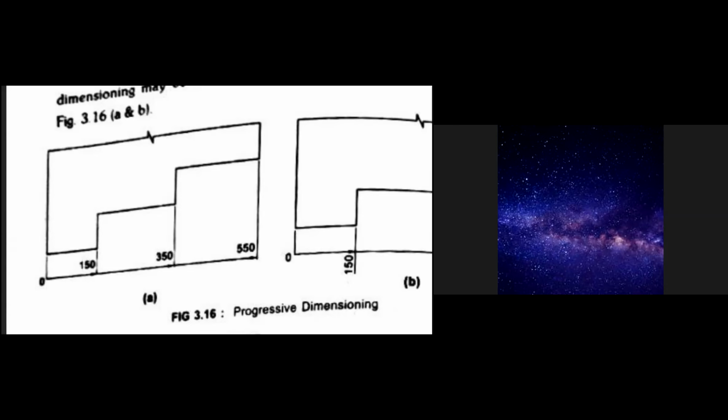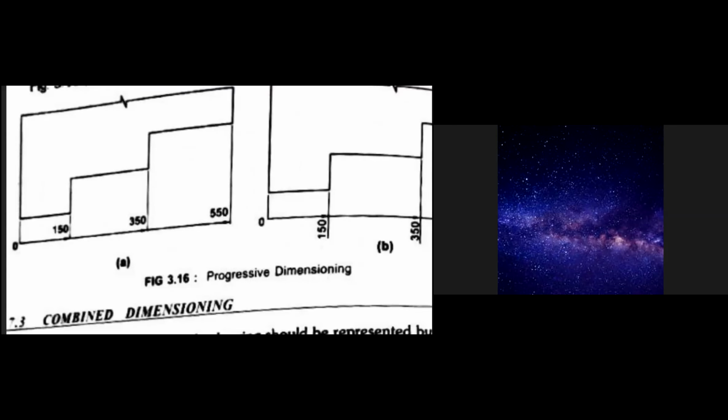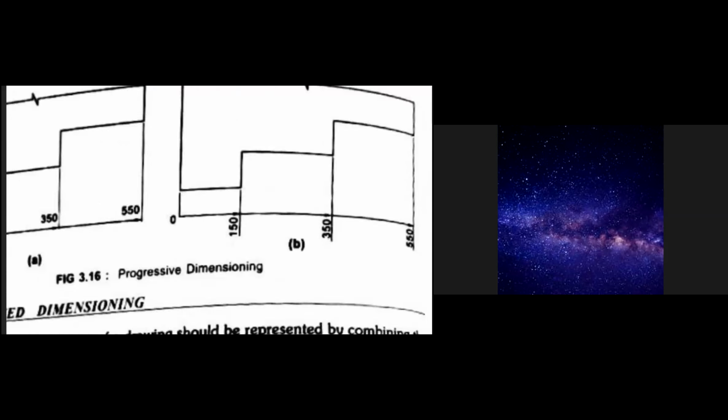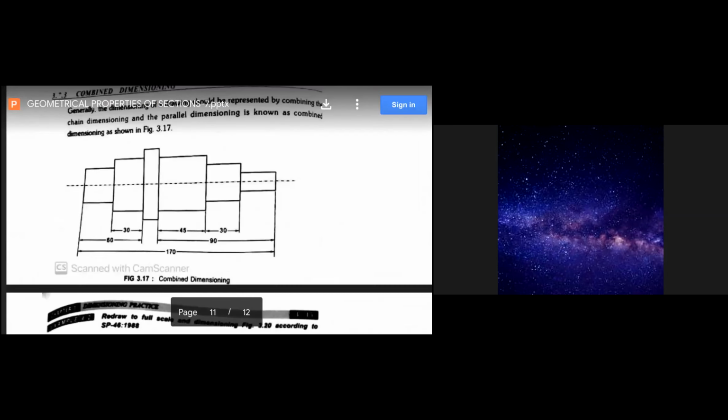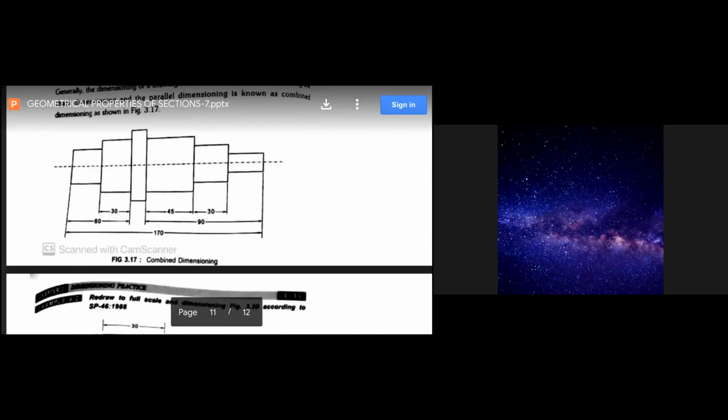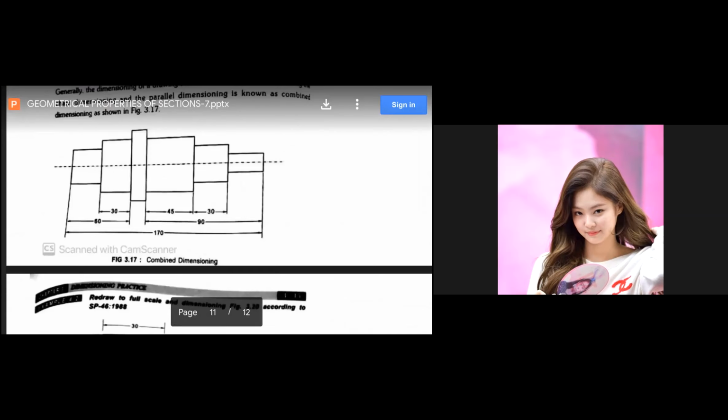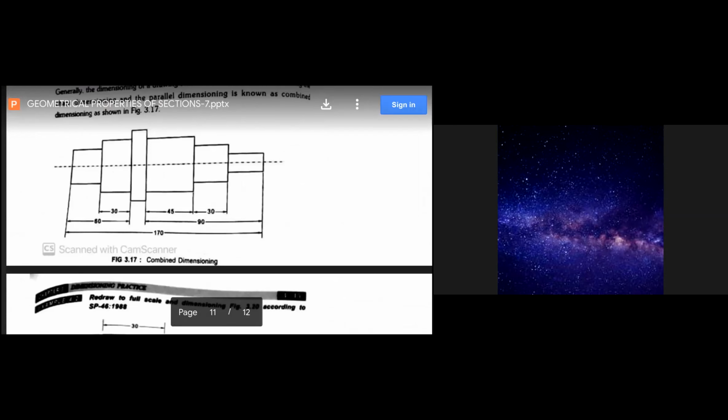So like this you can write. Mainly the starting point of the dimensioning lines is the same. That type of dimension you can term progressive dimensioning, and you can write progressive dimensioning like this also. Next, combined dimensioning means it's a mix of chain dimensioning, parallel dimensioning, and progressive dimensioning.